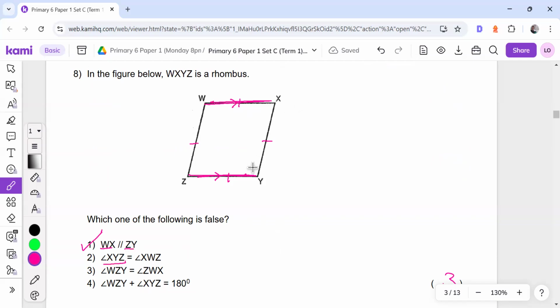XYZ. Where is your XYZ? Here. All right. And how do you recognize the angle? X, Y, Z. So please know how to find the angle. It's equal to XWZ. So XWZ. Are these two green color angles equal? Yes. Properties of a rhombus is what? Opposite angles are equal. Okay, opposite angles are the same. So true. WZY. Where's your WZY? WZY. This angle is equal to ZWX. Where is your ZWX?